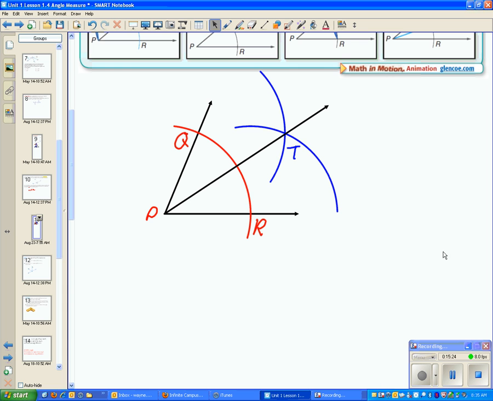All right, I can now call ray PT an angle bisector, which means that angle QPT is congruent to angle RPT. You don't have to label that. I just need you to understand that's what it means.